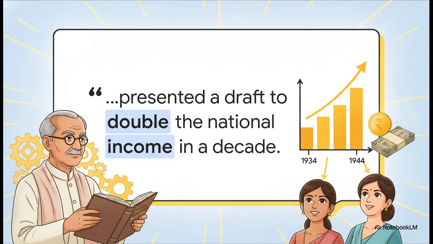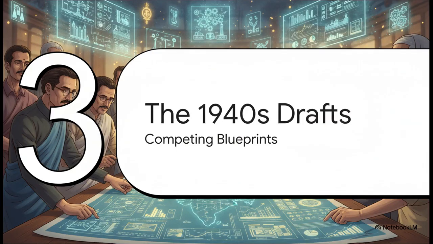Now, what is truly mind-blowing here is Visvesvaraya's sheer ambition back in 1934. In his book, he didn't just offer up some vague theories. He presented a concrete, highly ambitious draft with a target to literally double the national income in a single decade. It just goes to show the extraordinary level of urgency and the sky-high expectations these early thinkers had for India's potential. Okay, let's hit milestone 3, the 1940s economic drafts.